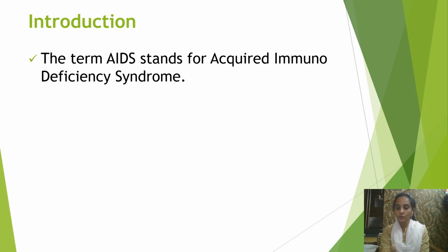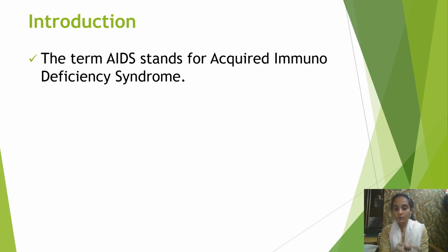And immuno, what do you mean by the word immuno? Immunity. The third word is deficiency. So what is deficient when we are suffering from this disease? That is our immunity. Now the fourth part of this full form is syndrome. What do you mean by the word syndrome? Syndrome means a group of symptoms.